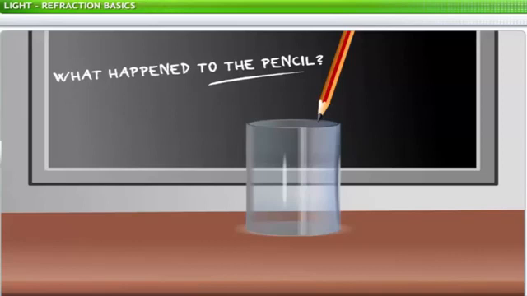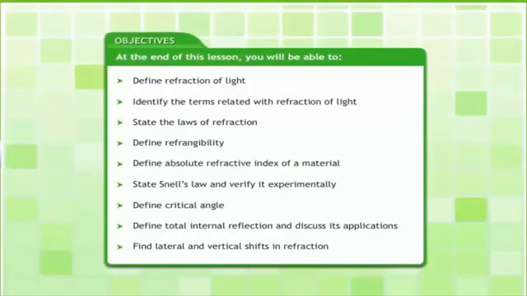The apparent bending of the pencil is a result of a property called refraction. In this lesson, you will learn about refraction and concepts associated with it. At the end of this lesson, you will be able to define refraction of light, identify the terms related with refraction of light, state the laws of refraction, define refrangibility, define absolute refractive index of a material, state Snell's law and verify it experimentally, define critical angle, define total internal reflection and discuss its applications, and find lateral and vertical shifts in refraction.